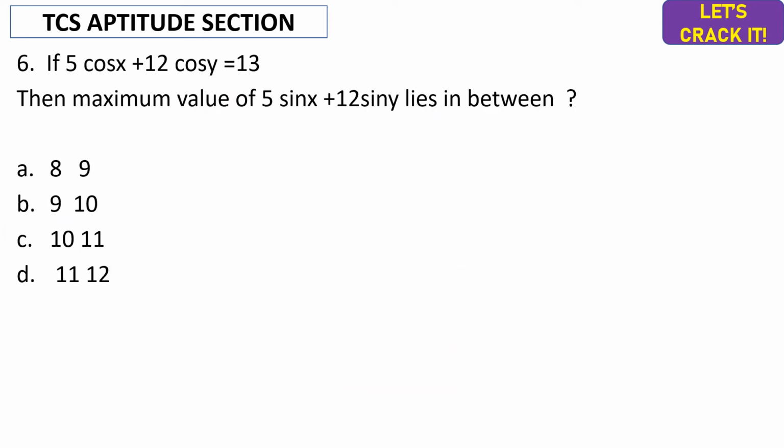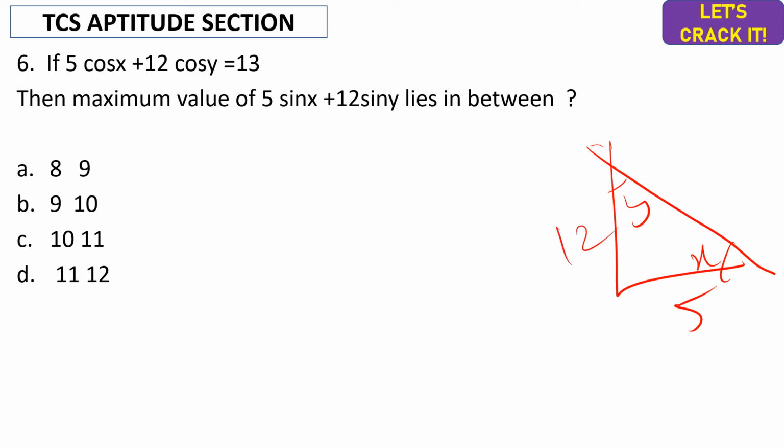And moving on, here we are given 5 cos x plus 12 cos y is equal to 13, and we need to find the value of 5 sin x plus 12 sin y. This kind of question can be solved in the easiest possible way by drawing a right angle triangle. So this is x and this is y, and I am considering 5, 12 and 13.